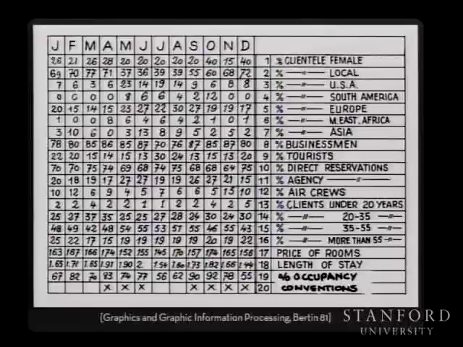So you see that basically the number of clients who are female or local from the USA, how many were businessmen, etc. Was there a convention occurring while people were there or not? So this was his initial data table, and then he wants to visualize that.